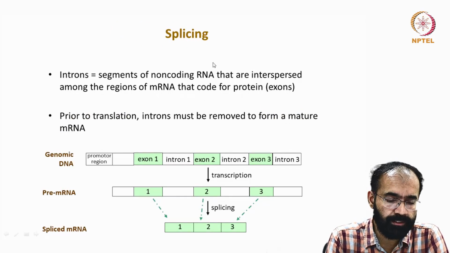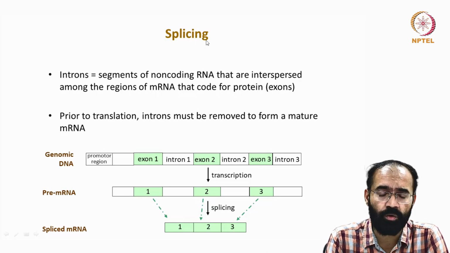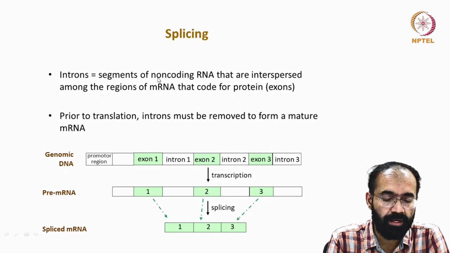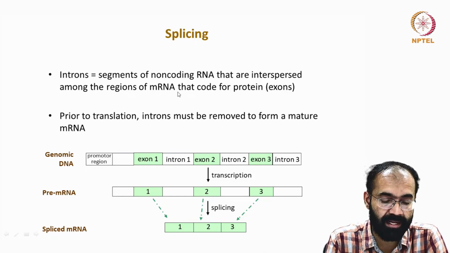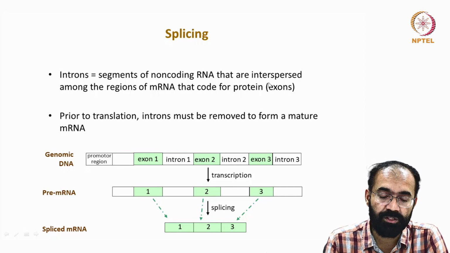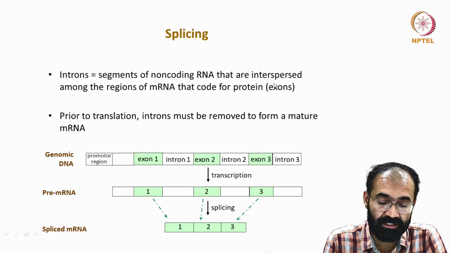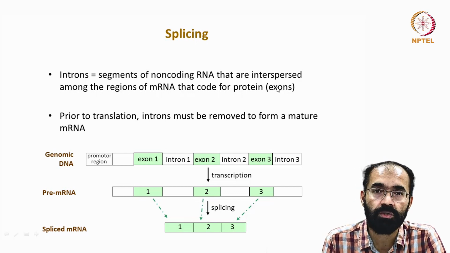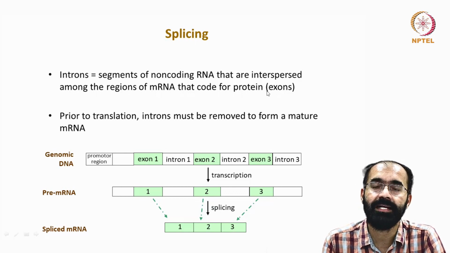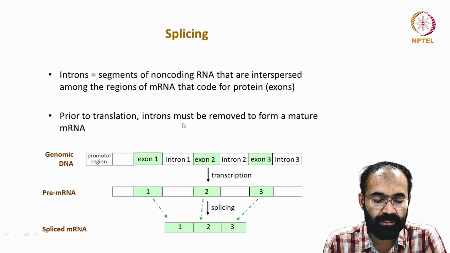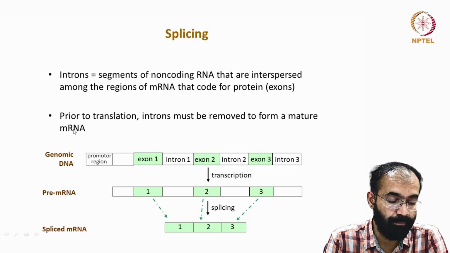Let us quickly look into what splicing is and how it is important. Introns, by definition, are segments of non-coding RNA that are interspersed among the regions of mRNA that code for protein, which we usually refer to as exons. If a region in the mRNA is capable of coding for amino acids, we call it an exon, and a region which does not code, we call it an intron. Normally the introns are located in between various exons. Prior to translation, introns must be removed to form a mature mRNA.